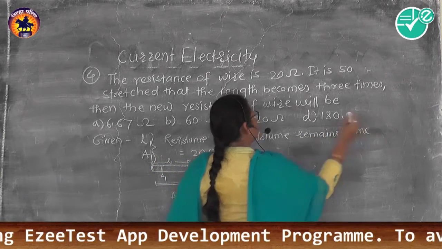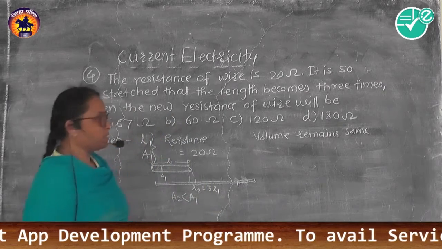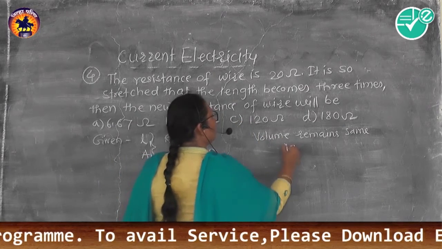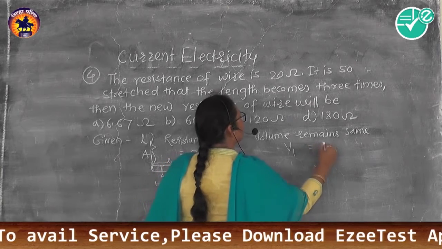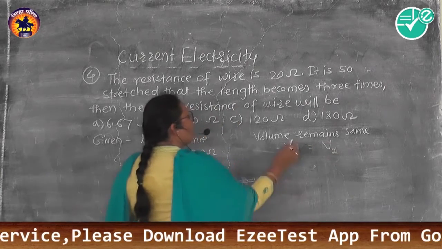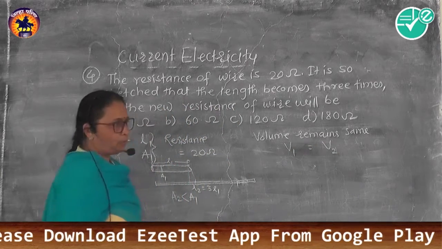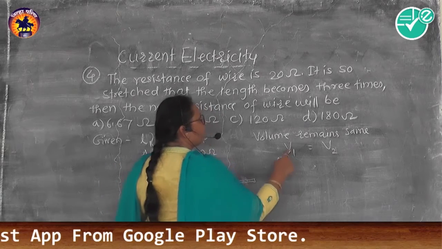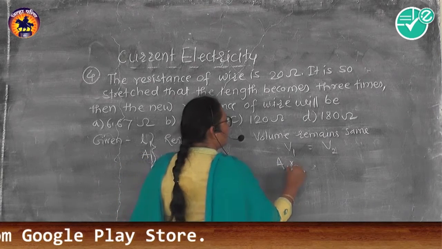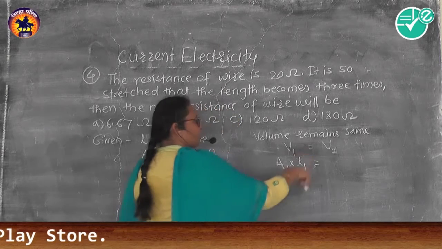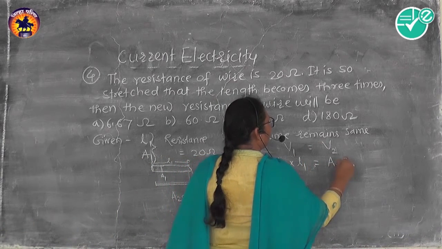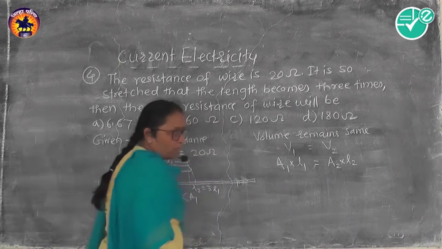We have to use this concept to solve this equation, example. So volume, initial volume, suppose it is V1, and after stretching it is suppose V2. How can we write a relation for volume? Volume is nothing but product of area and length. In first case area is A1 and length is L1. In second case, for volume, area is A2 and length is L2.